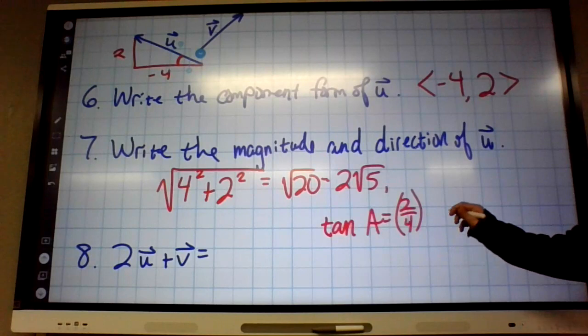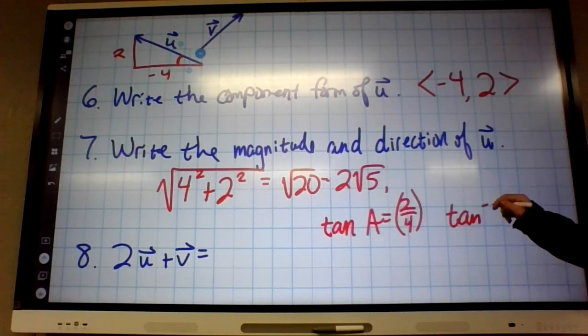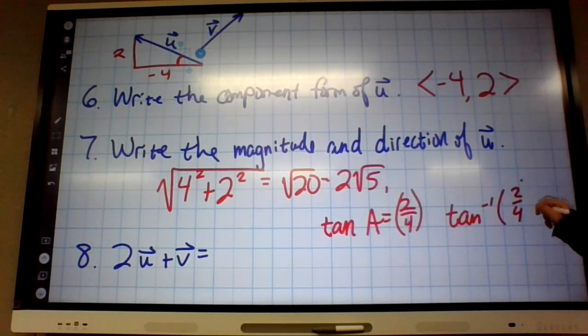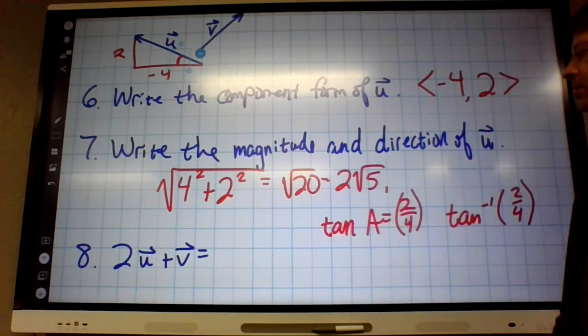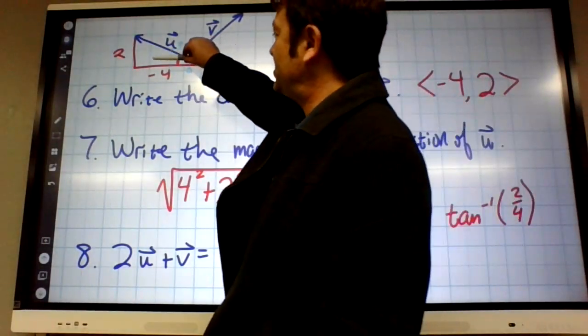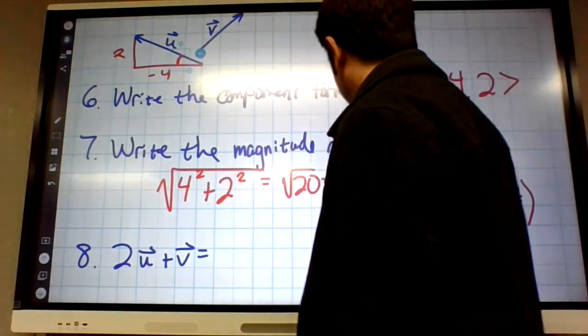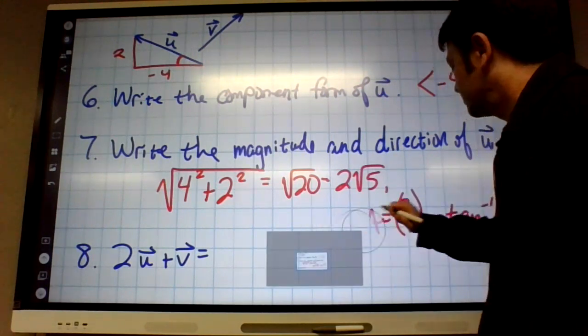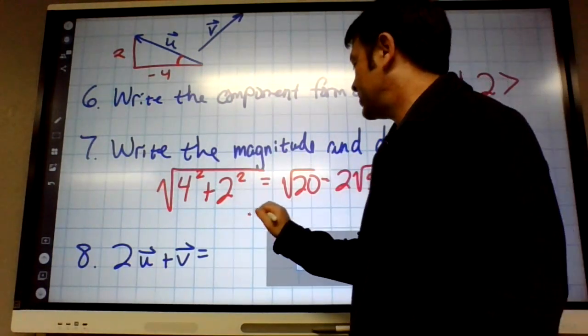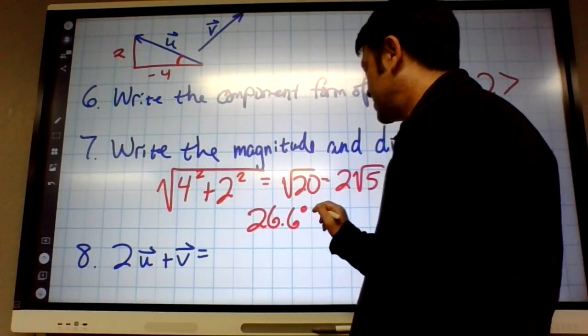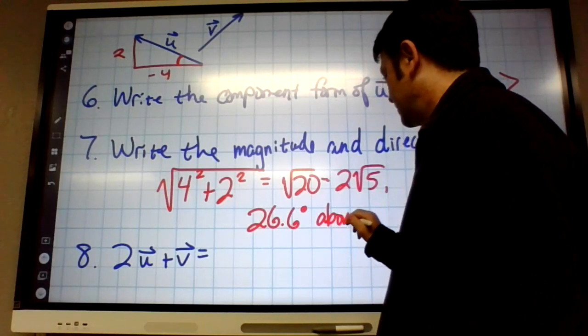Okay, so you'd have to do tangent inverse of 2 fourths basically. What do we get for that? 26.5. 26.6. Okay, it's 26.6 degrees above the negative x-axis. I guess I'll put that down here. 26.6 degrees above.